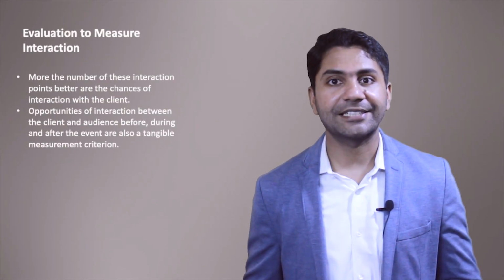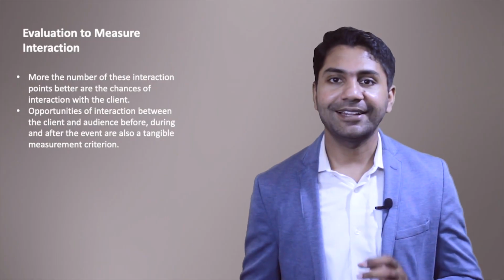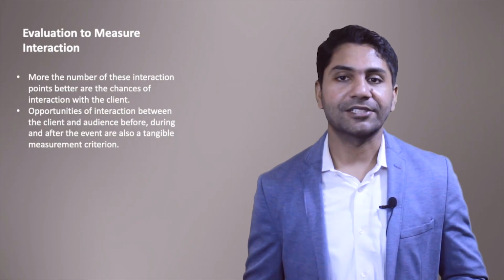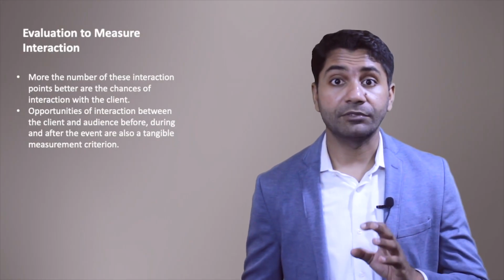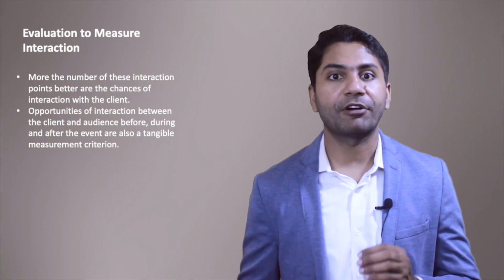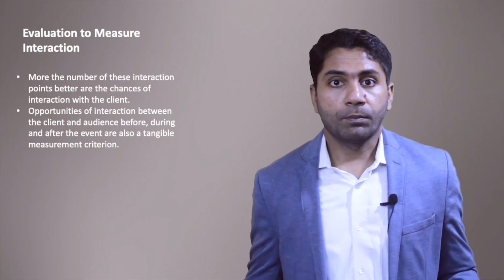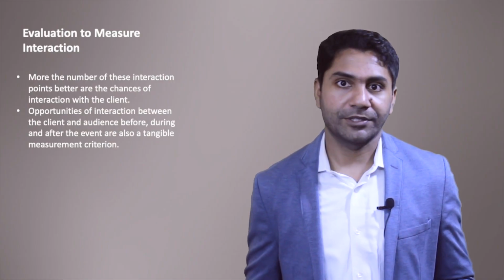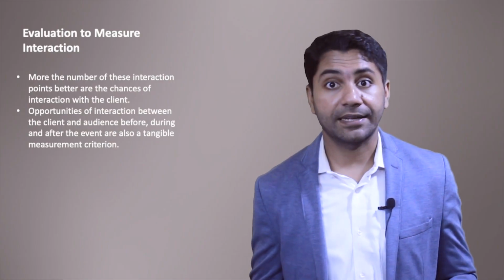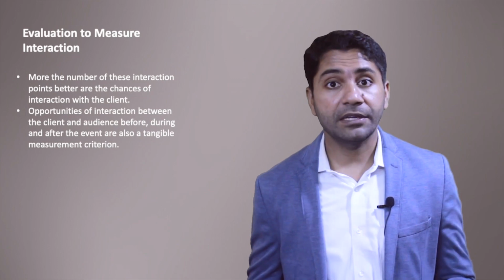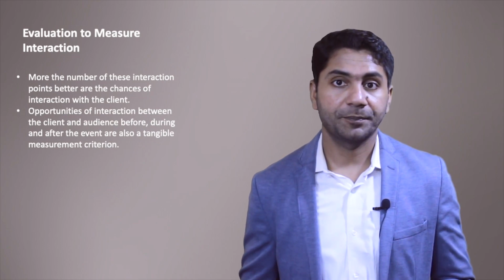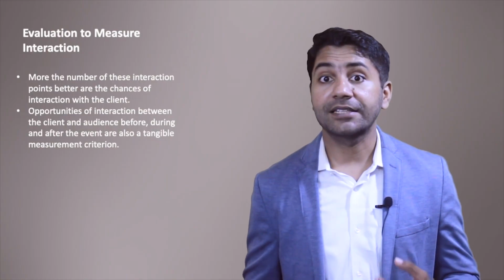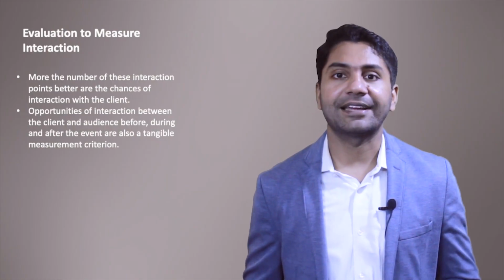The assessment of interaction is much more difficult than the assessment of reach and performance that were discussed above. Quantifiable data which helps in measuring interaction from the client's point of view is obtained by measuring the number of interaction points. That means the direct and indirect ones that have been planned for an event. The more the number of these interaction points, the better are the chances of interaction with the client.